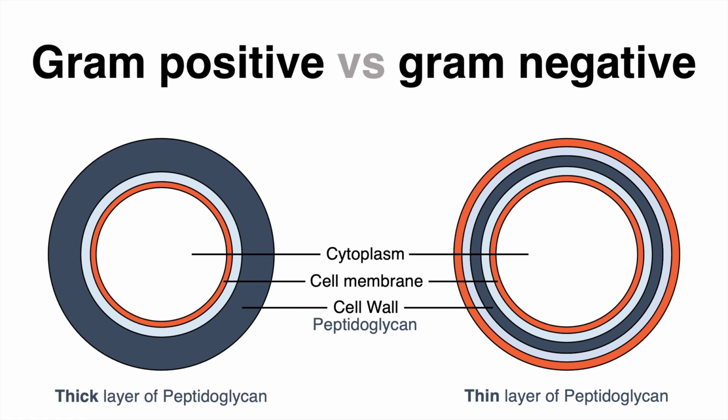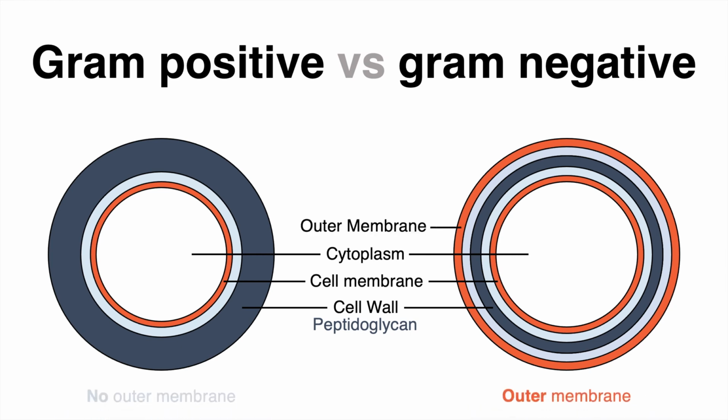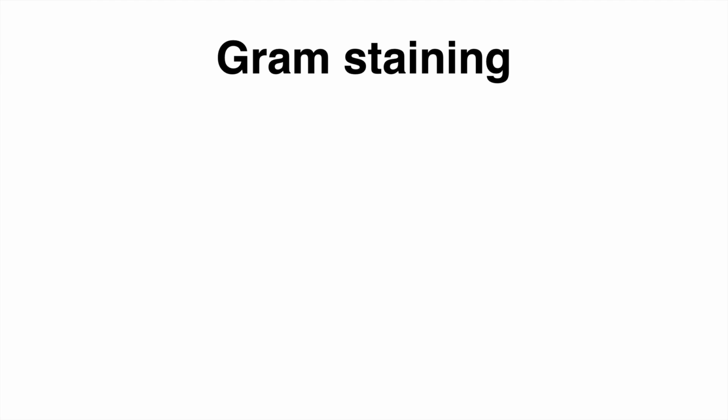In addition to the thin cell wall, gram-negatives also have an outer membrane. This is not found on gram-positives. These physical characteristics can be determined under the microscope following the Gram staining technique.